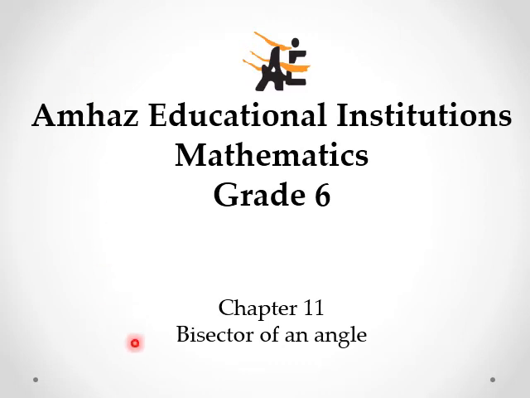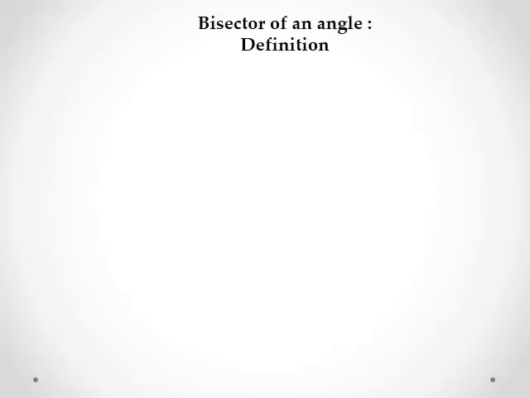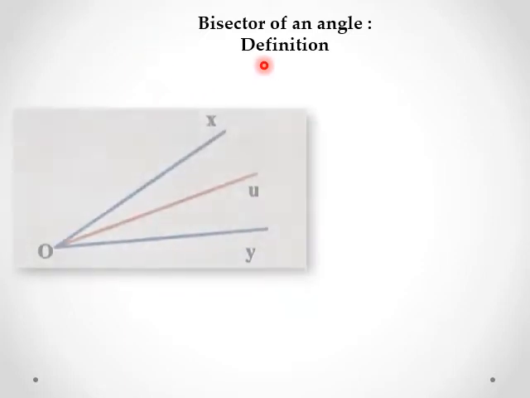Today we will start chapter 11 in your book. It talks about the bisector of an angle. What do we mean by bisector? What's the definition?